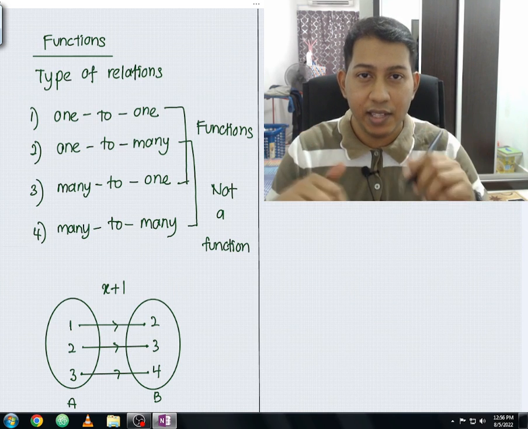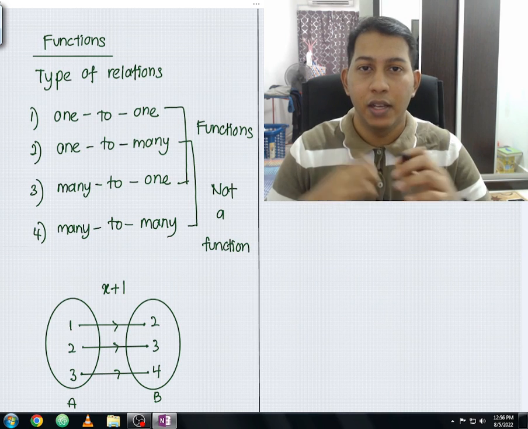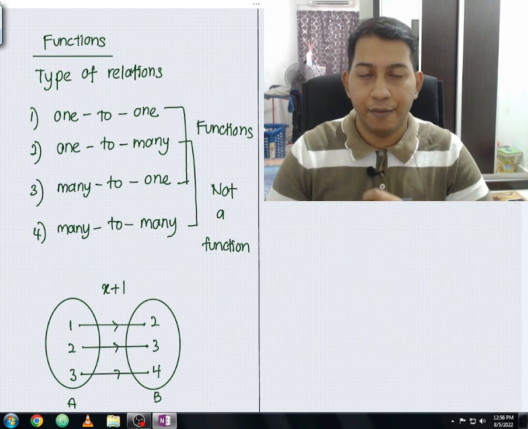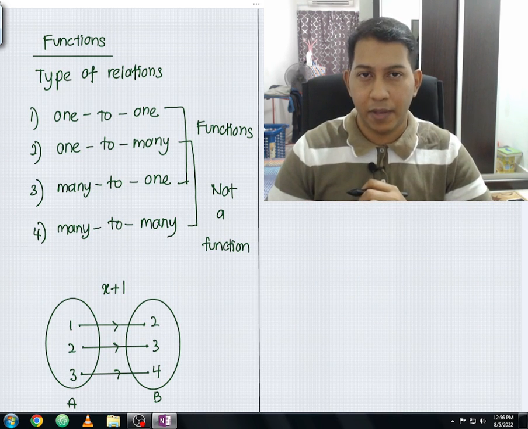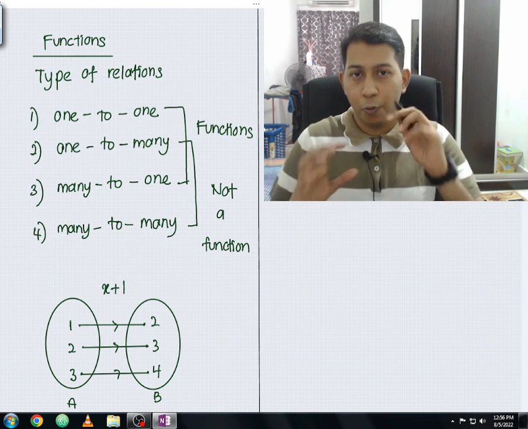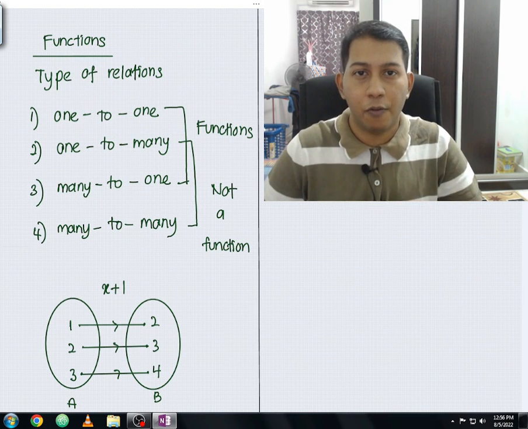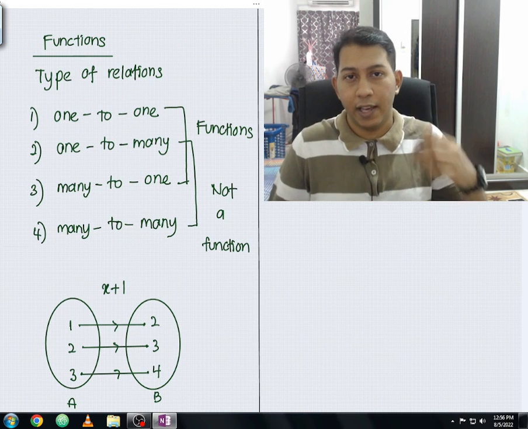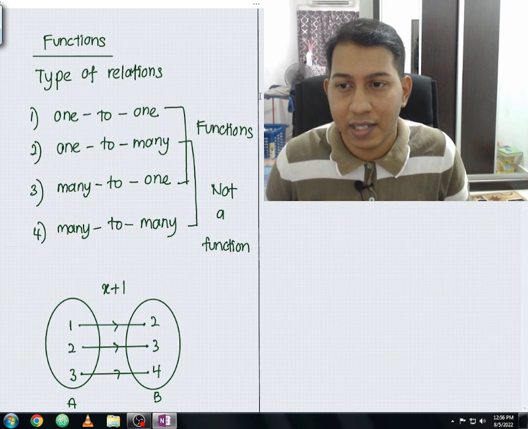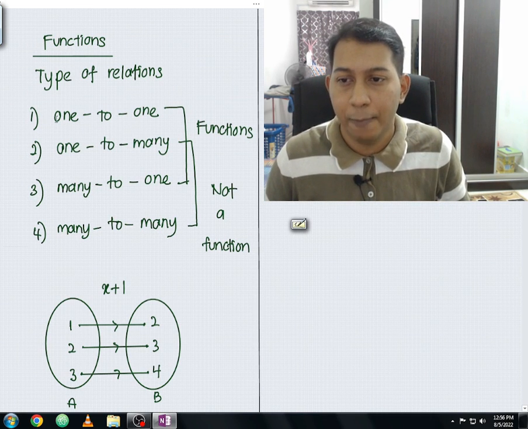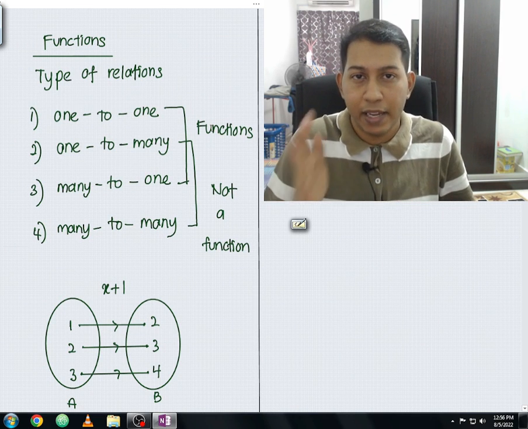Okay, in this lecture video, I'm going to talk about some of the examples that you can find in the functions subtopic. But before that, let me quickly give you a recap of what we have done in the previous lecture video. In the previous lecture video, we discussed types of relations, which are one-to-one, one-to-many, many-to-one and many-to-many relations.